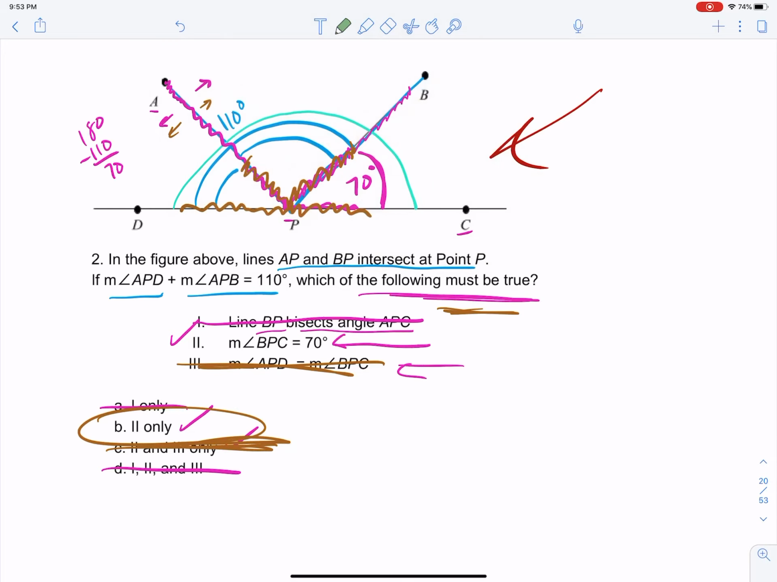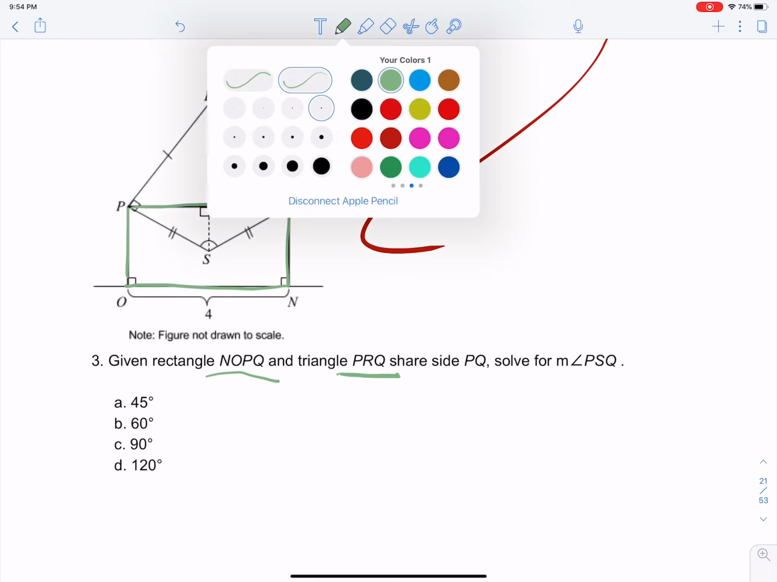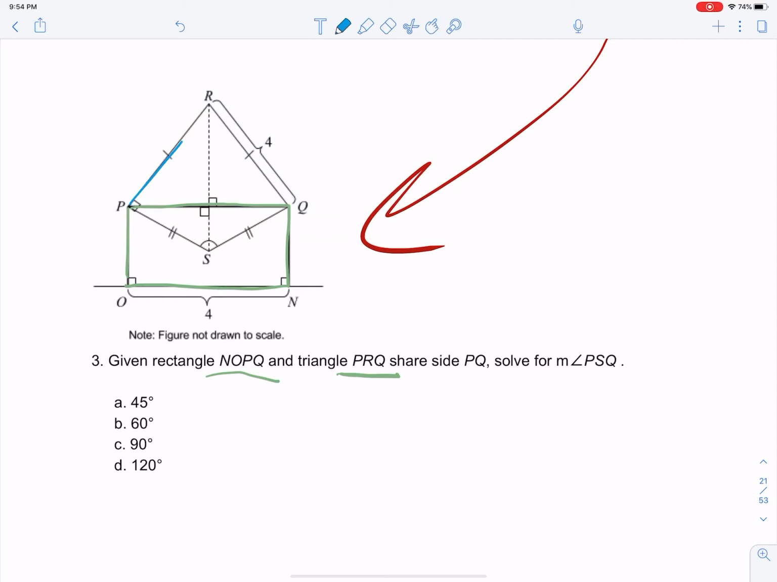So here we go. We have this beautiful, ugly looking figure here. And it says given rectangle NOPQ and triangle PRQ. So, okay, NOPQ. Cool. All right, that's our rectangle. And triangle PRQ, let's put that in a different color. So triangle PRQ, okay, shares side PQ. Okay, so this is the side that's shared. All right, cool. Solve for the measure of angle PSQ.